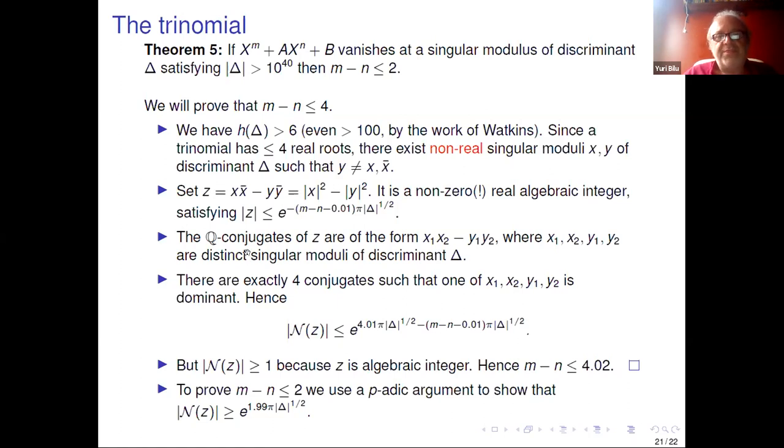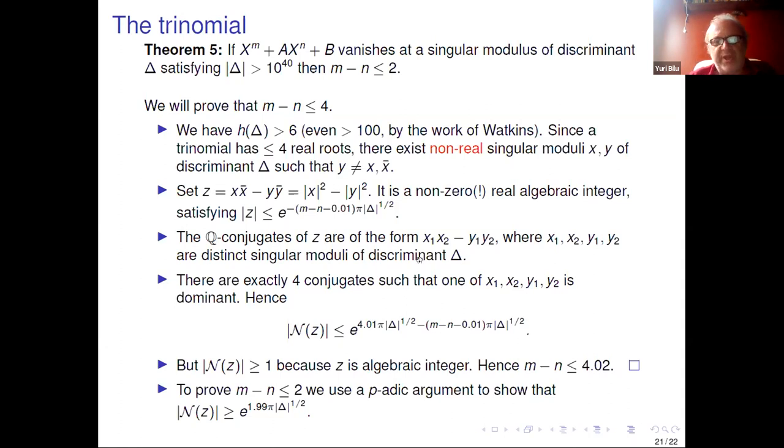Now, what are their conjugates? What are the conjugates of Z? There again, when we apply the Galois action, each of X, X bar, Y, Y bar are singular moduli. So the conjugates of Z must be of this form, X1, X2 minus Y1, Y2, where these guys again are distinct singular moduli.